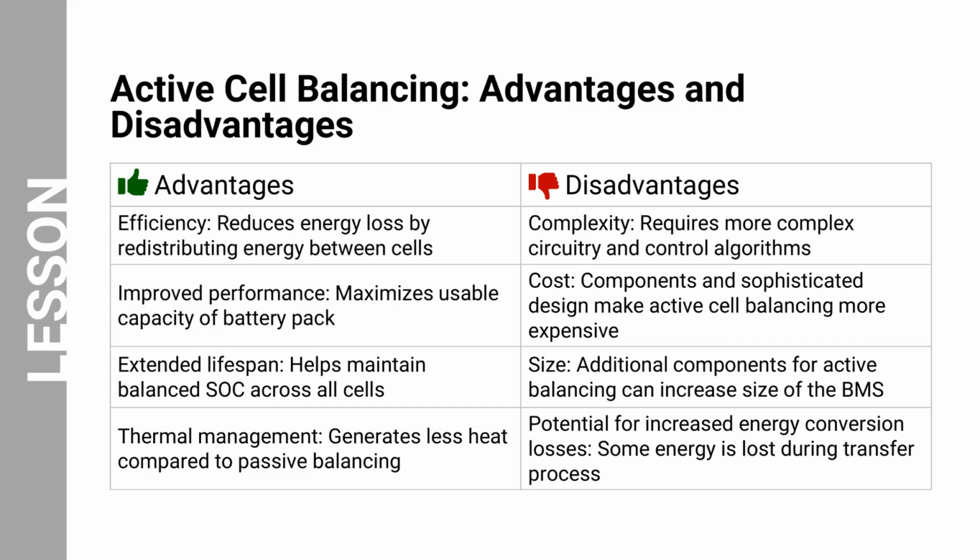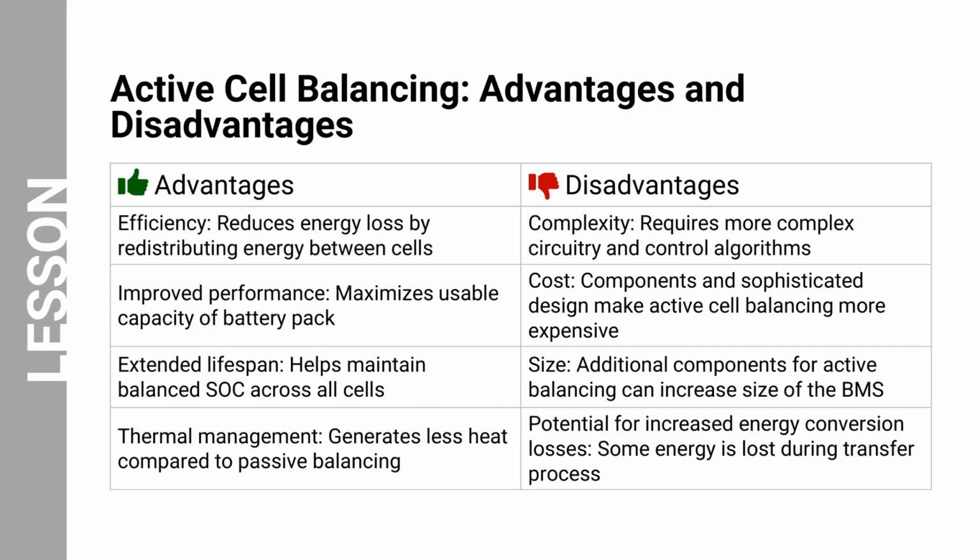Complexity. Active cell balancing requires more complex circuitry and control algorithms compared to passive balancing. The need for real-time monitoring and precise control increases the design and development complexity. Cost. More components, like capacitors, inductors, and control circuitry, and a sophisticated design make active balancing more expensive. This cost increase may affect the overall price of the vehicle.